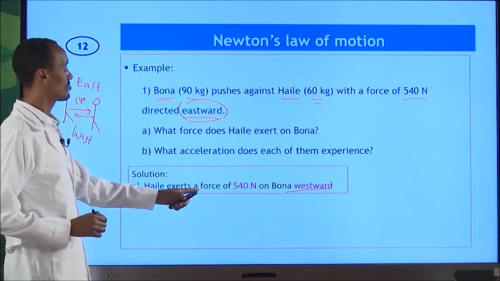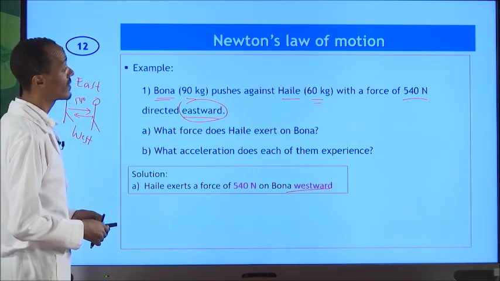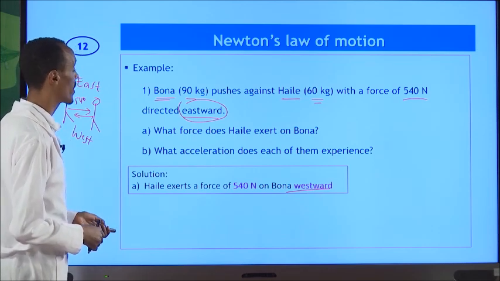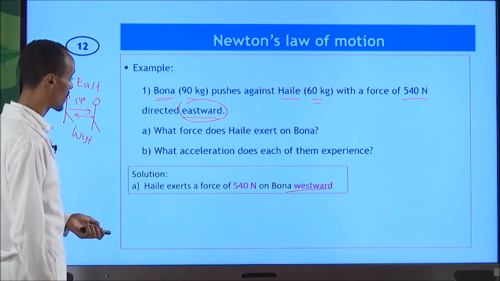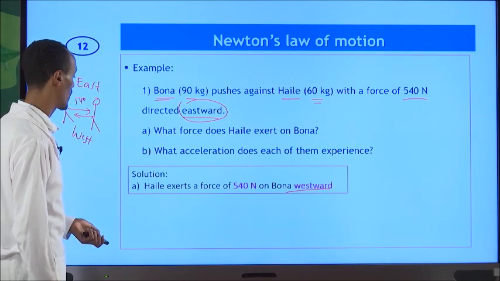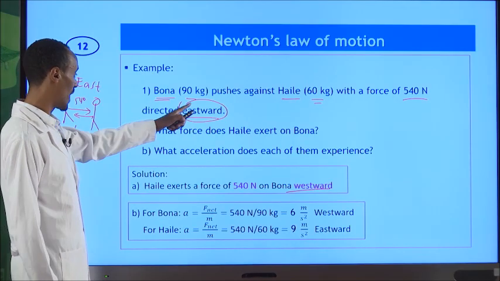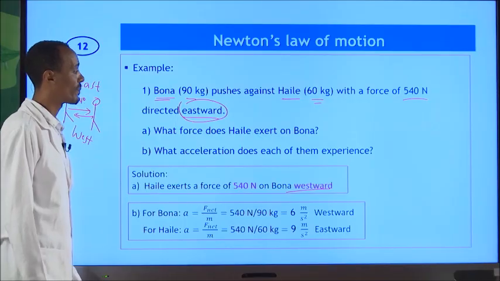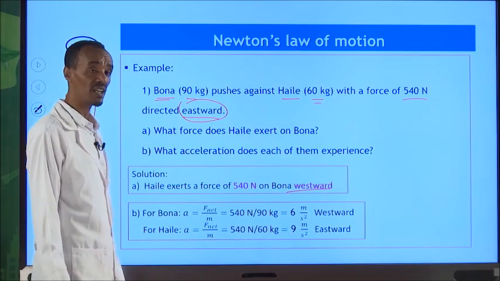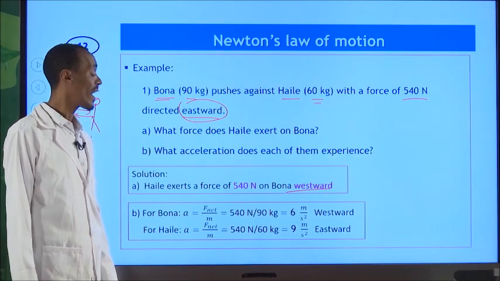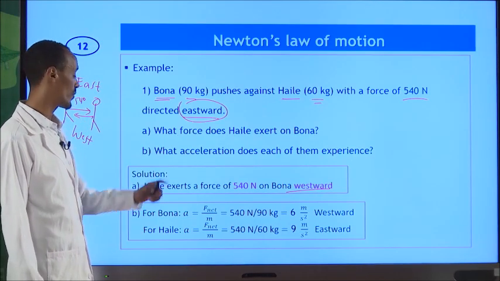Okay, so this is the concept. It is not as significant in itself, but the meaning, the concept, is very important to apply in more complicated problems also. Another, let's calculate the acceleration for each of them. You remember the acceleration depends upon the mass and the net force. For Bona and for Haile, we have the same force, which is 540.